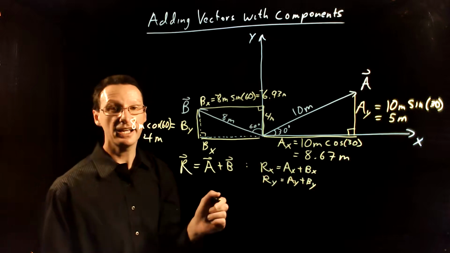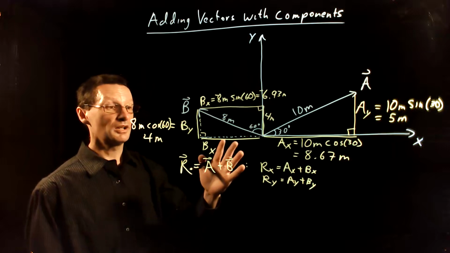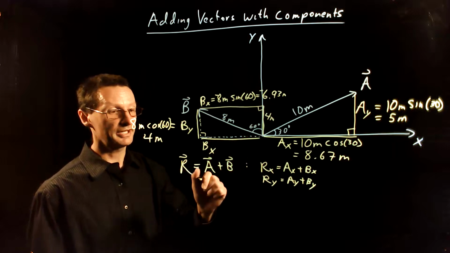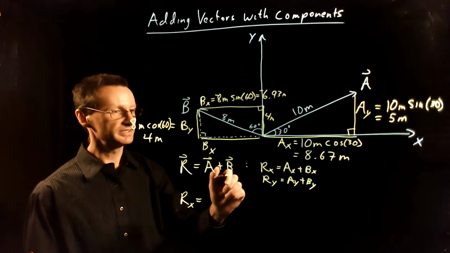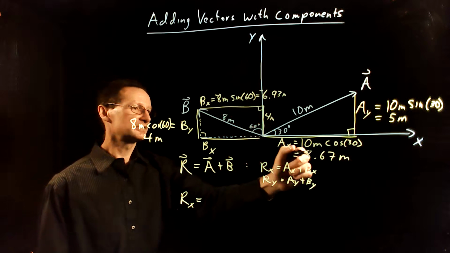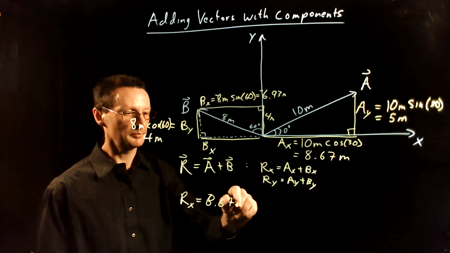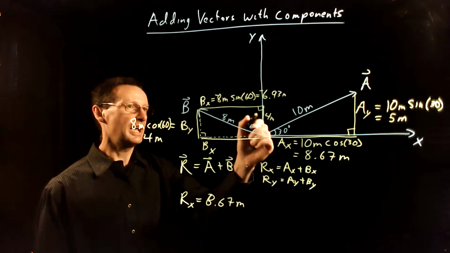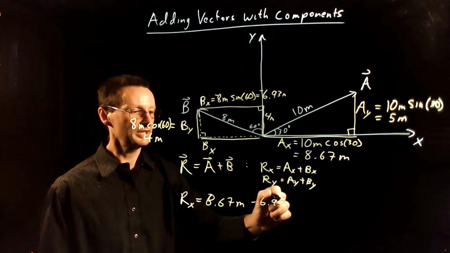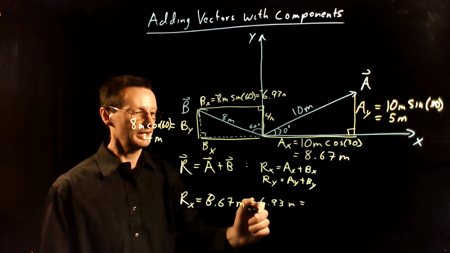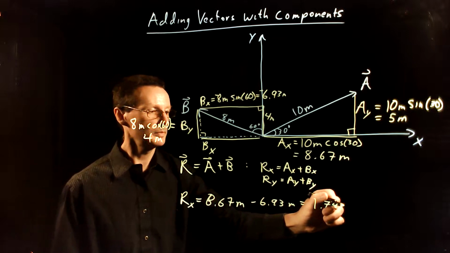So we need to find those two, and once we find those two, we know everything there is to know about the resultant vector R. Let's start with Rx. So Rx is equal to AX, which we decided was 8.67 meters, and that's positive. And BX is negative 6.93, and we add those two. When we add those two numbers, we get a positive 1.74 meters.